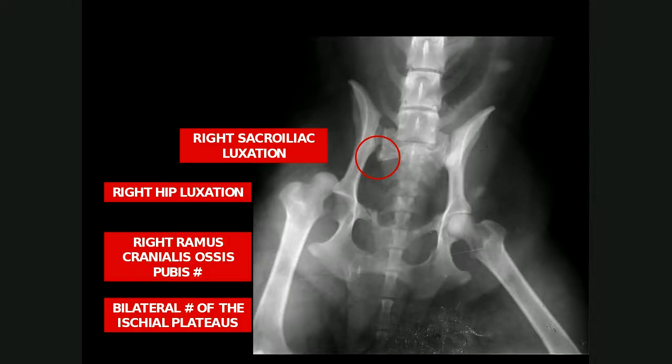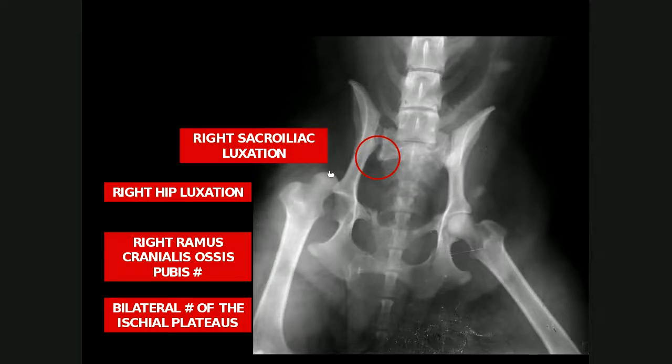So here there's the presence of a right-sided sacroiliac luxation or subluxation. There's step formation between the sacrum and the ilium. There is a right coxofemoral luxation with cranial displacement, and if an orthogonal view is taken, one will probably see that it is dorsal as well.